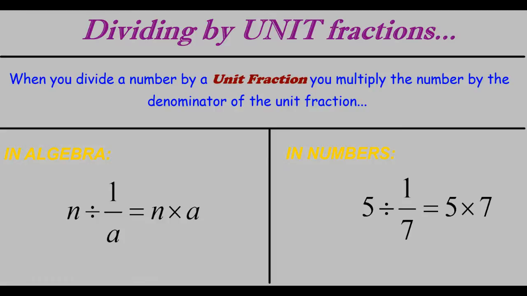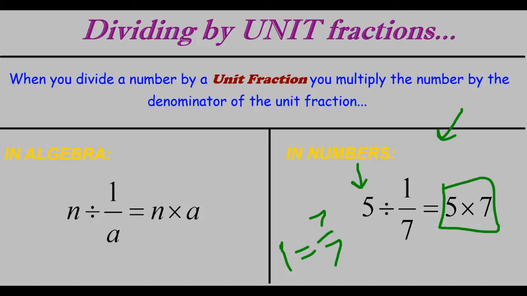And that brings us to the idea of what it is to divide by a fraction. To divide by a unit fraction, you have to multiply by the denominator of that unit fraction. So if we're taking 5 and dividing it by 1/7, each of those 1s in 5 requires 7/7. So 5 is 5 times 7, or 35/7.